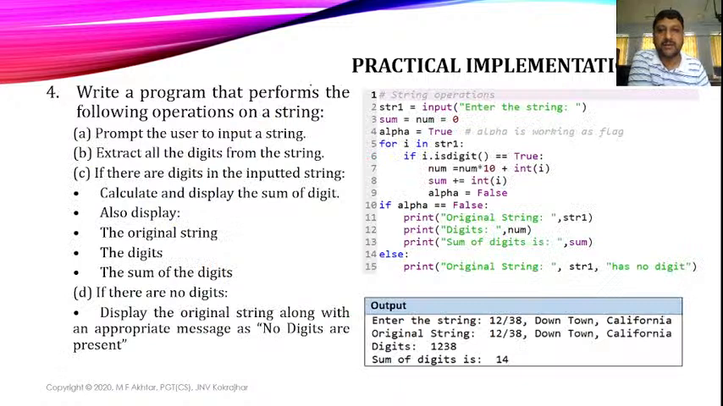Again, we have written a function to do some special type of work on a string. We are asking for a string, and if the string contains any digits, those digits are collected from the string and converted to a number, and then we find the sum of each digit of the number. Sum of each digit of the number. This is the program we have written here.